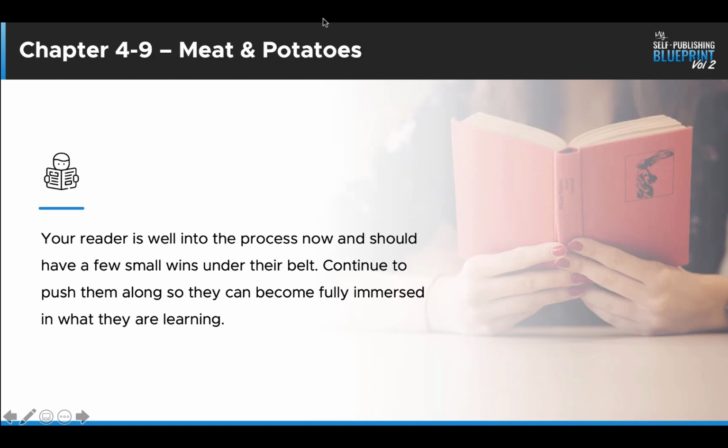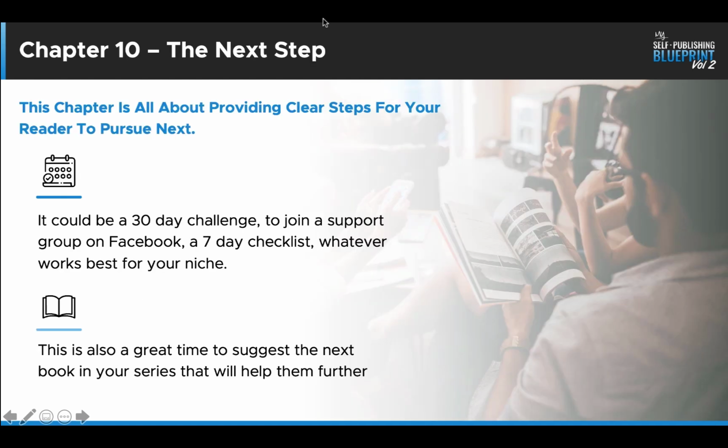So chapter 4 to 9 is kind of the meat and potatoes. Your reader is well into the process now, should have a few small wins under the belt. Continue to push them along so they can become fully immersed in what they're learning. And then chapter 10, the next step. This chapter is all about providing clear steps for your reader to pursue next. So it could be a 30-day challenge, to join a support group on Facebook, a 7-day checklist, whatever works best for your niche. Remember, these are just ideas of how you can lay out every single chapter in your book.